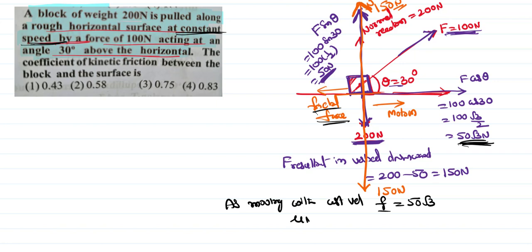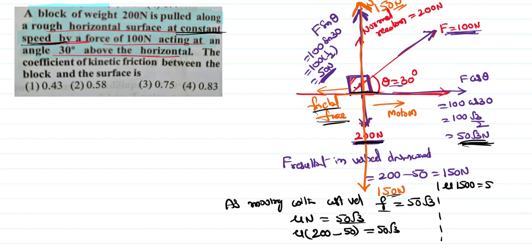What's the formula for the frictional force? Mu into normal reaction. Mu, what is the normal reaction? The effective force acting on the block by the surface. How much is that? 200 is downward, 50 is upward. So the effective downward force is 200 minus 50 and equal is the normal reaction. Is 50 root 3. This I have already shown here as 150 of course. So if you simplify that, mu into 150 equal to 50 root 3.